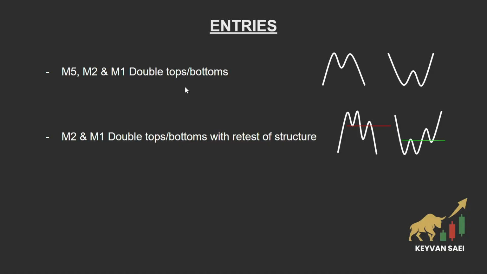Now this could be a double bottom, double top, or it could also be higher high, higher low. It's all very similar, whatever you want to call it. I just like to call it double tops or double bottoms. So these are my main patterns that I look for, especially on the M5.